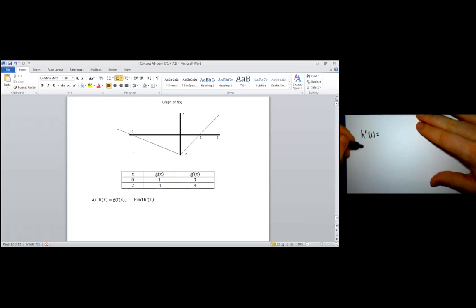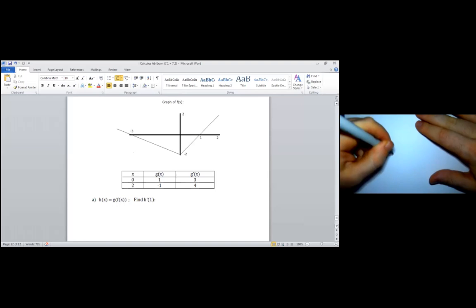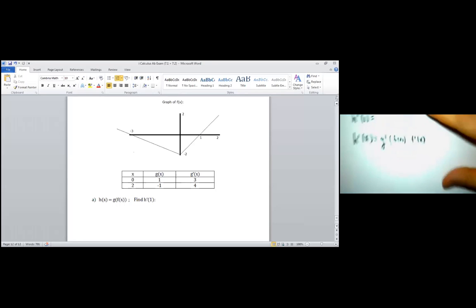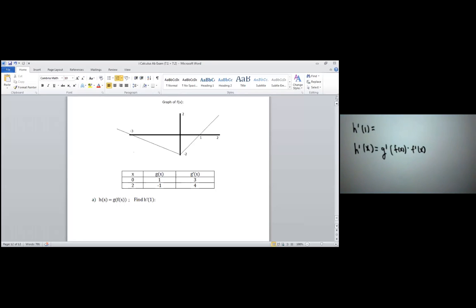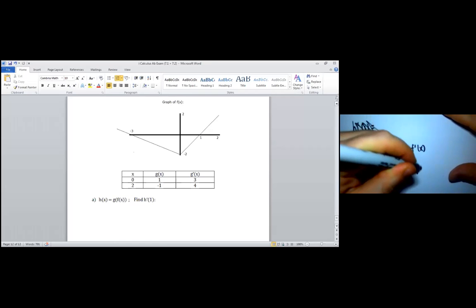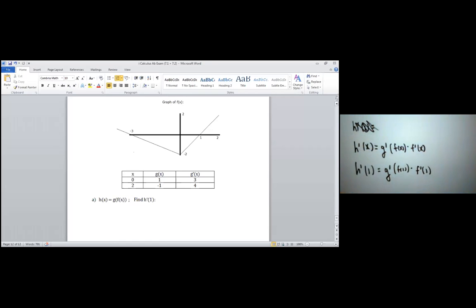We're not ready to plug in yet because we need a derivative first. H prime of X is equal to G prime of F times F prime. Okay, so what do we do next? Now we're plugging in a 1. So H prime of 1 is G prime of F of 1 times F prime of 1.